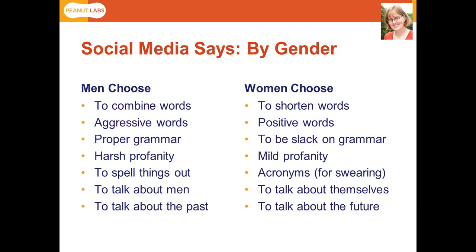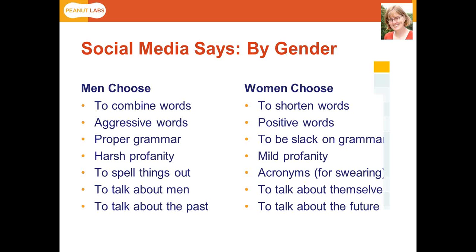Now let's take a very quick look at some age differences. Now, similar to what we looked at with gender, we can compare how younger people write in social media with how older people write in social media. And here we see that younger people are more likely to talk about their mothers. Maybe that's not surprising, as everyone loves their mom.